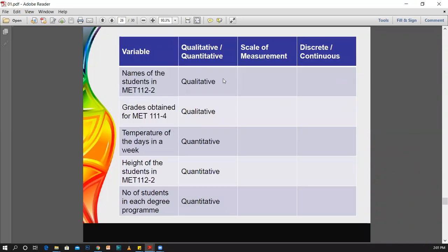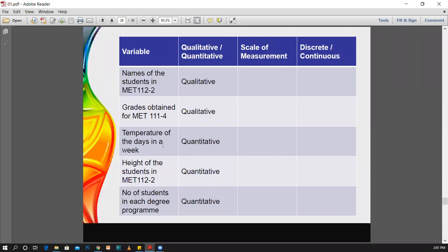Here the name has the identity only. Therefore, you can have it as the nominal scale of measurement. Grades: here you have the identity, and grades also have an order. Therefore, since it is in an ordered way, you can have it as the ordinal scale of measurement.